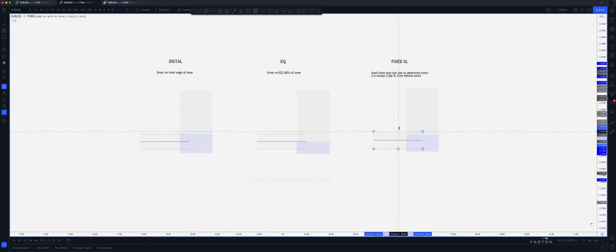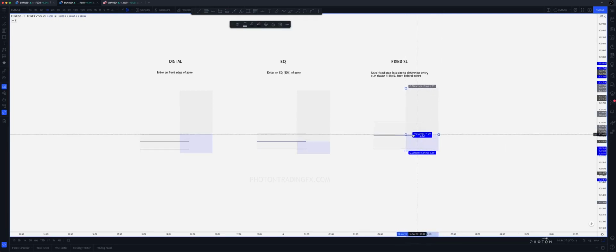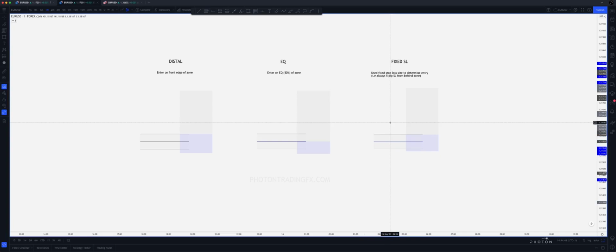So for instance, if this zone was a larger zone, you just do the same thing, right? You size up your 5 pip stop. It has to be just behind the zone. That's where I want my stop to be. That means I'm now entering nearer the EQ. And obviously if it was a smaller zone, you may end up entering on the distal, right? And that's quite a useful way to trade, okay?